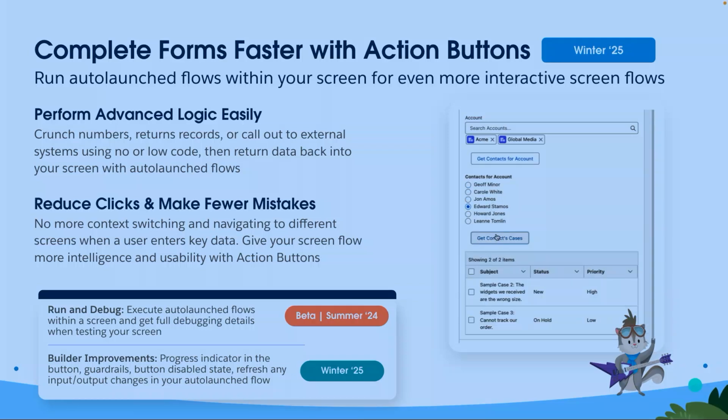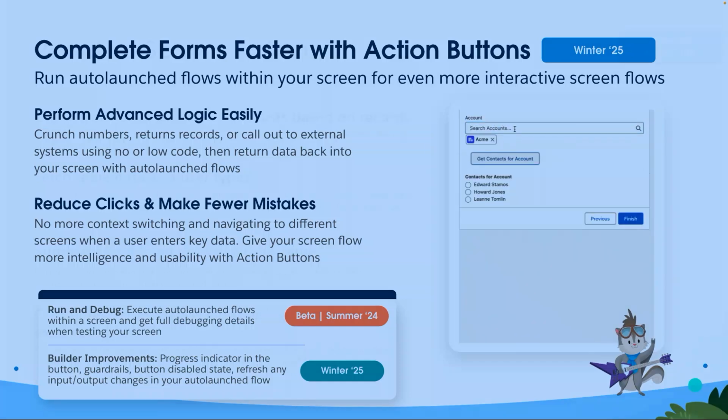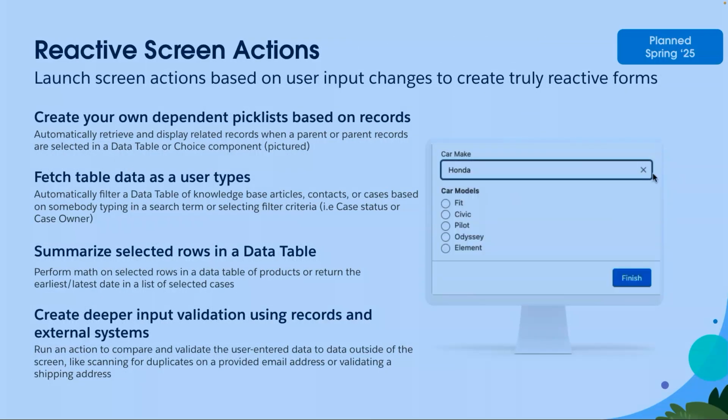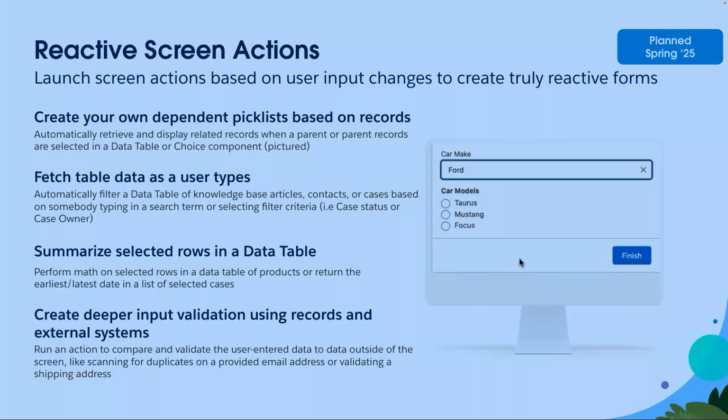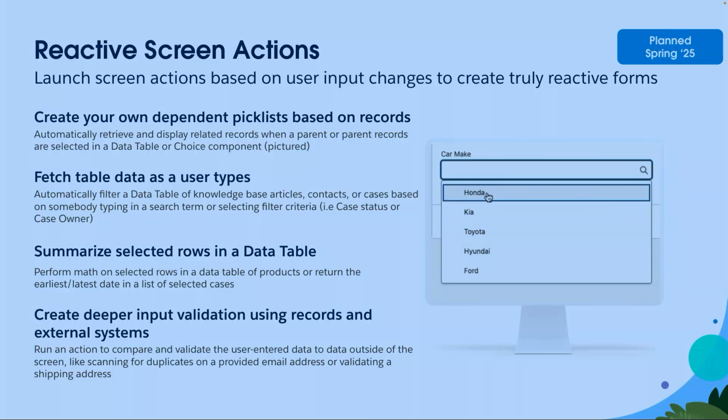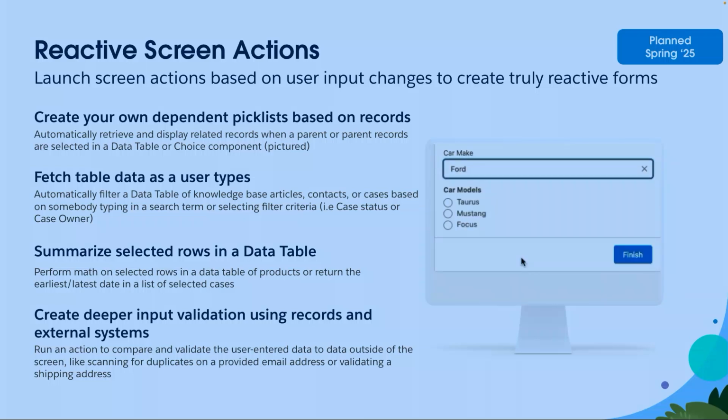But we got overwhelming feedback that a lot of people don't want a button. That's why we are working on something that we're calling reactive screen actions, where you can trigger the exact same framework, those screen actions, but off any change on your screen. This unlocks a whole set of use cases like this right here, where you've got a car manufacturer with car models based off of record data. You can fetch table data as a user types, cases, knowledge articles, real-time results, right? Summarizing selected rows in a data table, for example. Really common scenario. Or what if you wanted to add up opportunities in a data table?